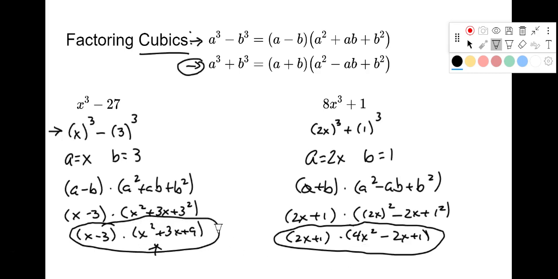All right? And that is your fast review of factoring. All the different methods that you've learned before.